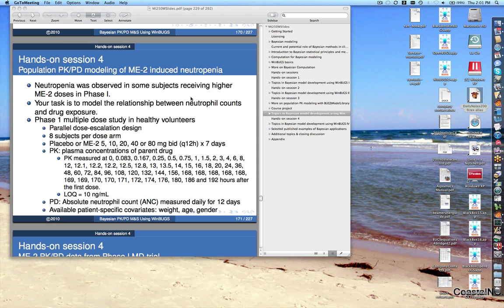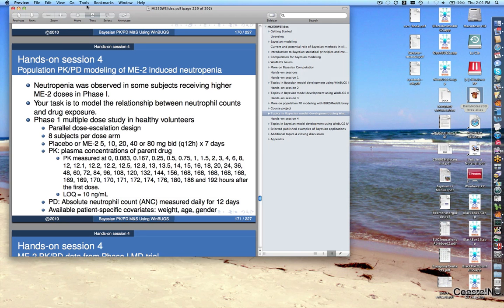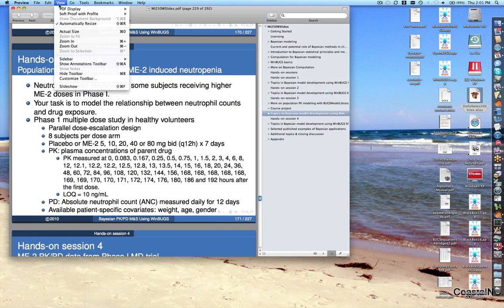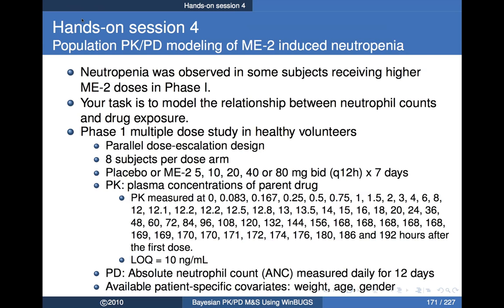Let's first of all remind you about what the example is. I want to pull this up full screen. That's what I was looking for. Okay, so just to remind you, it's a PK/PD modeling exercise.